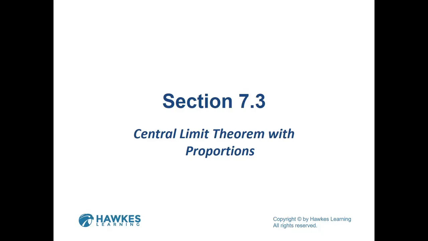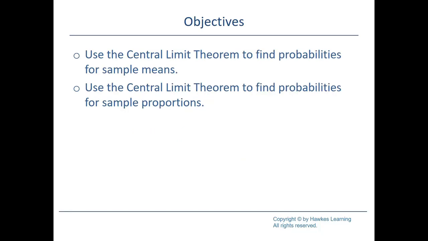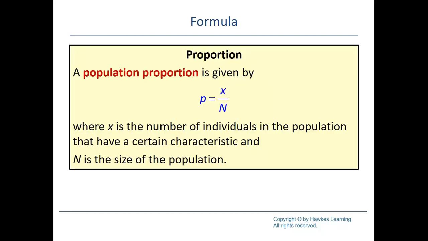Let's talk about 7.3, the central limit theorem with proportions. Now, we've already been using the central limit theorem to find probabilities for sample means, but now we're going to use it for finding probabilities of a sample proportion. The word proportion may seem a little bit different because we haven't really used that word too much yet. So let's talk about what we mean by a proportion.